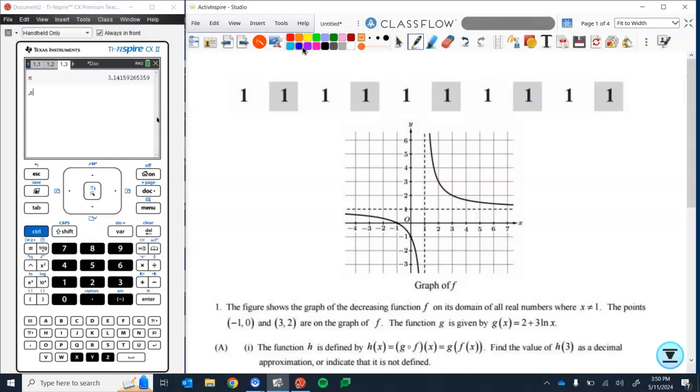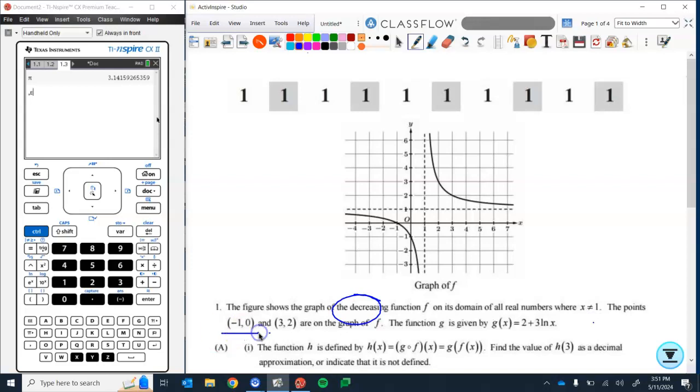All right, FRQ 1. The figure shows the graph of the decreasing function. So words like this in here, decreasing function. Now we can see that it's decreasing, but sometimes the fact that they tell us that is important. So we do want to pay attention to words like that. Decreasing function of f on its domain of all real numbers where x is not equal to 1, because we can see x can't equal 1 because we have a vertical asymptote there.